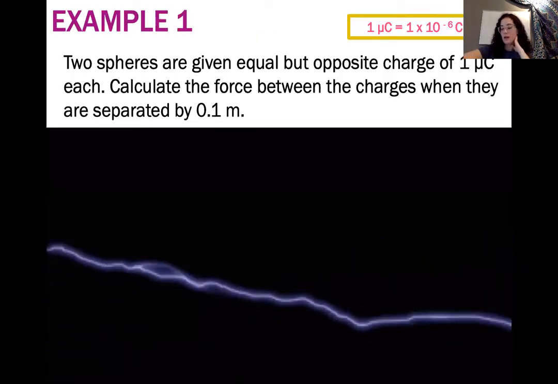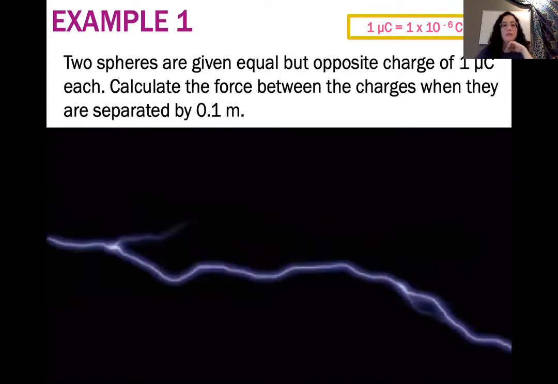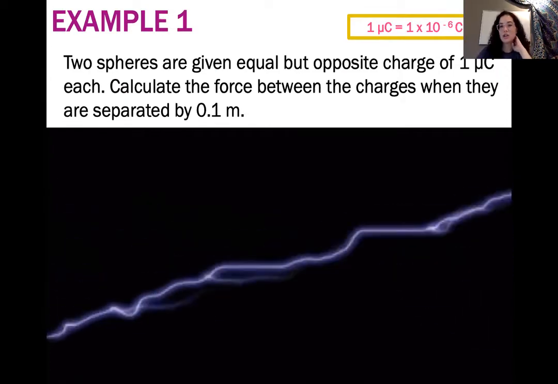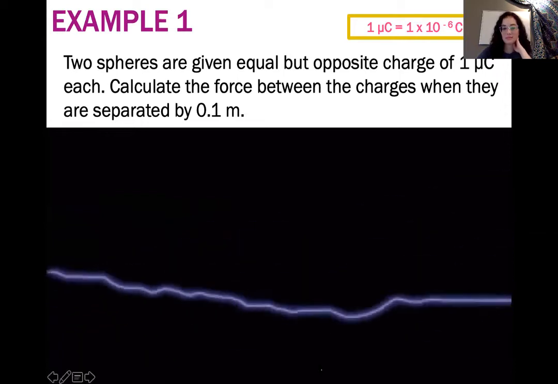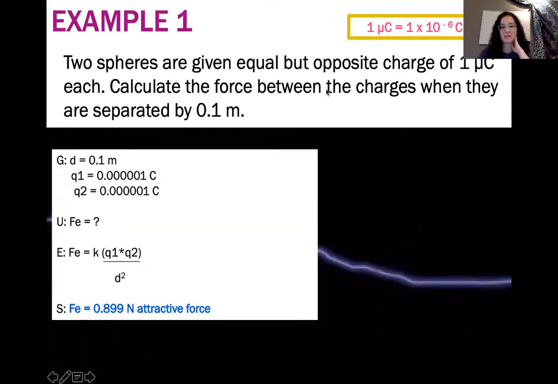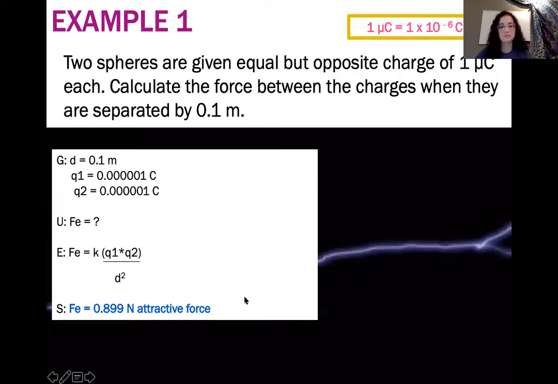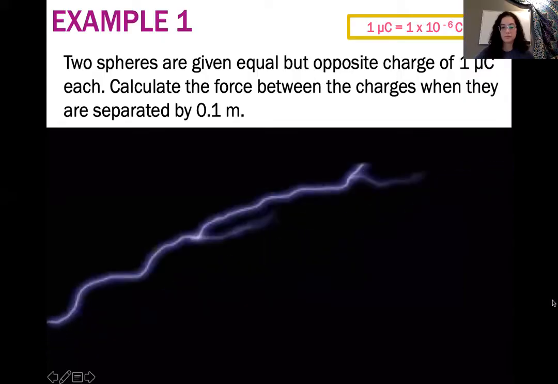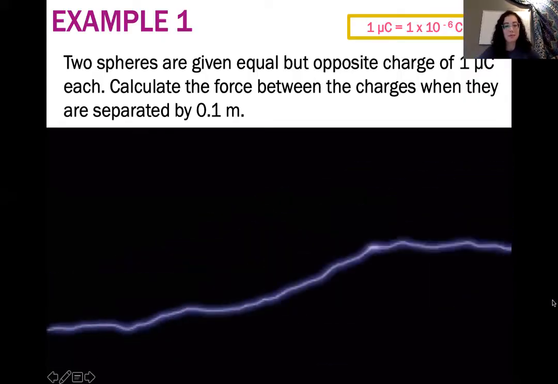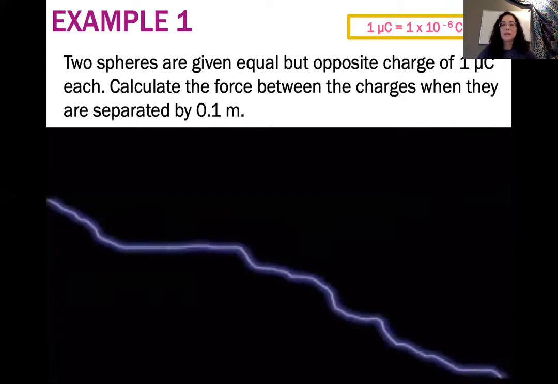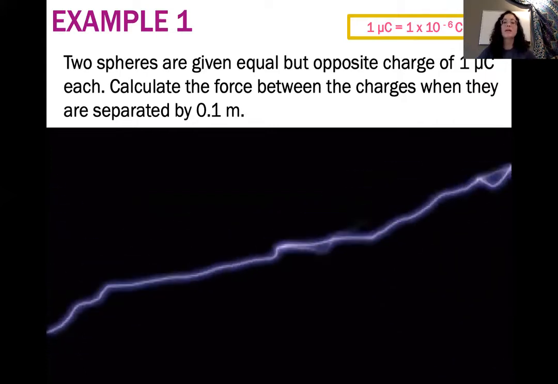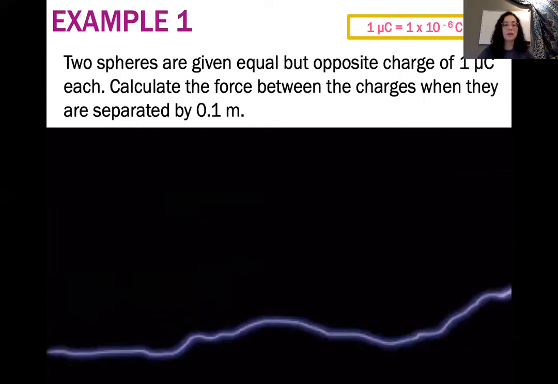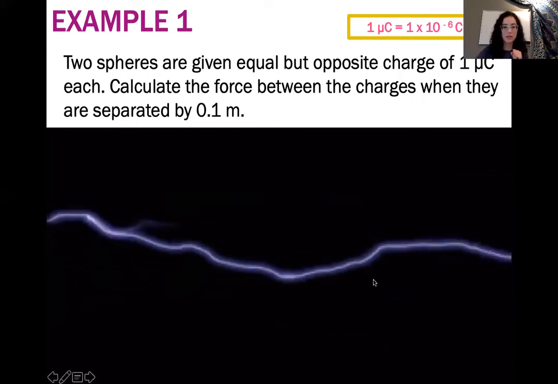Okay, so let's get into our first example. Two spheres are given equal but opposite charges of 1 microcoulomb each. We want to calculate the force between the charges when they are separated by 0.1 meters.